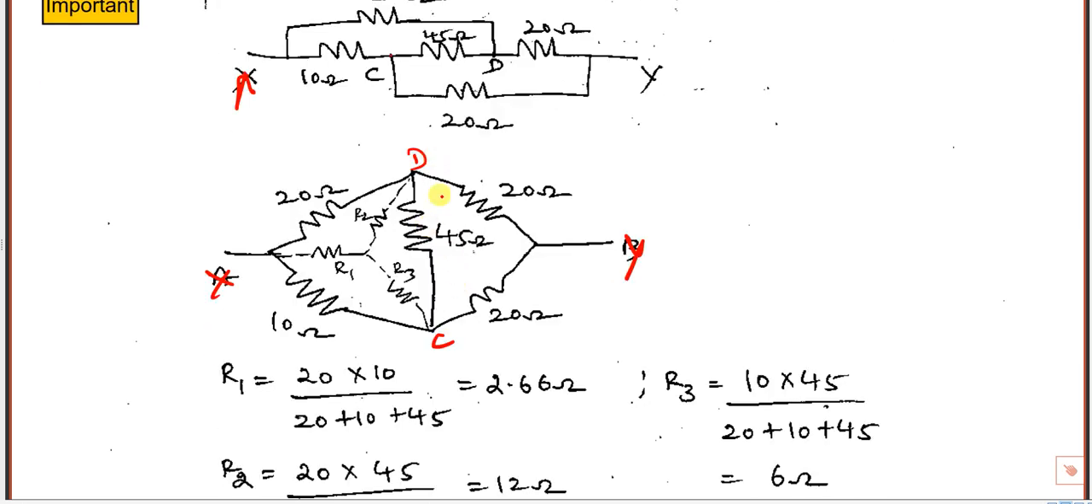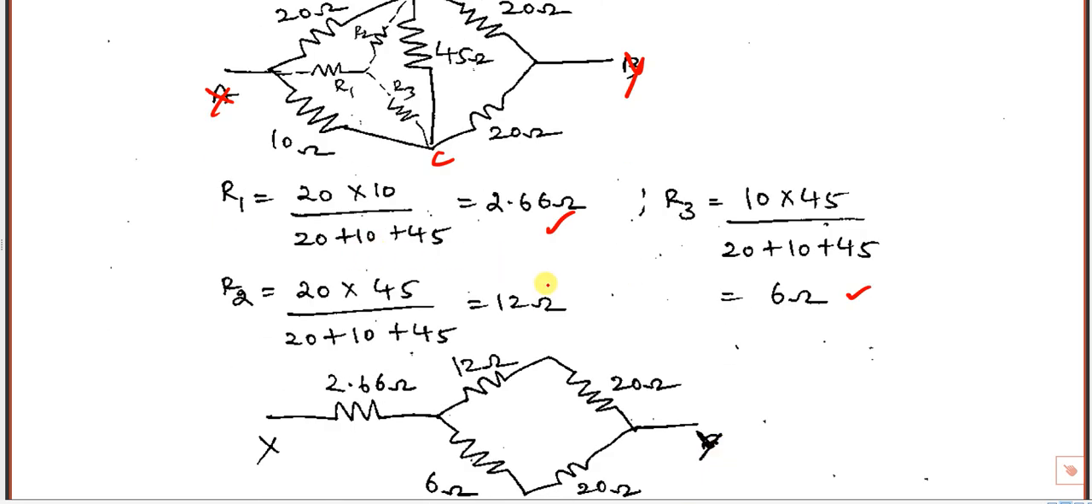After that, this is one delta, this is another delta, so you can convert the left side delta. The R2 value is the product of adjacent, 20 into 45 divided by all. The R1 value is 20 into 10 divided by all. R3 is 10 into 45 divided by all. If you calculate, you will get R1, R3 and R2 values.